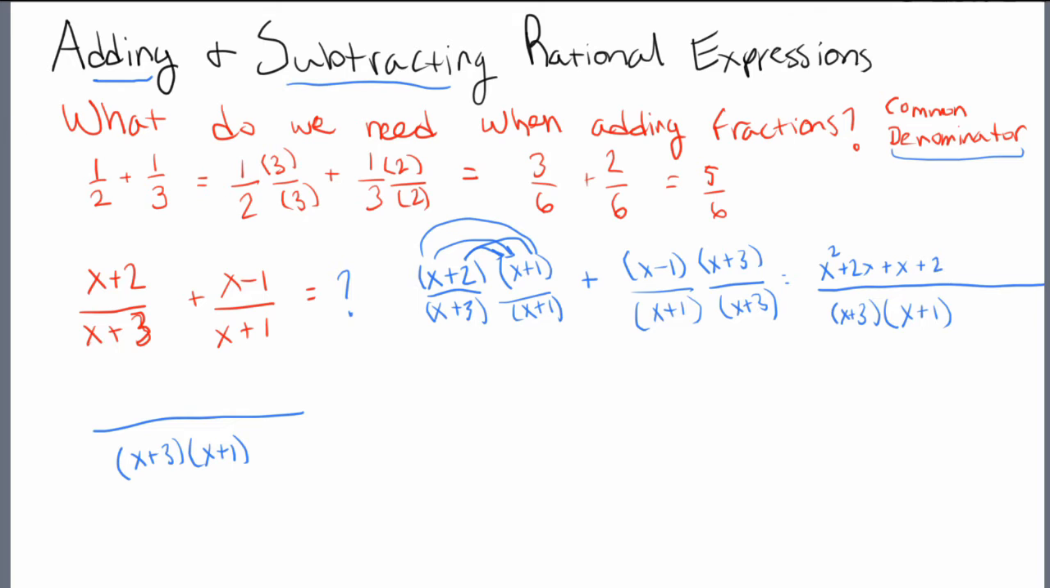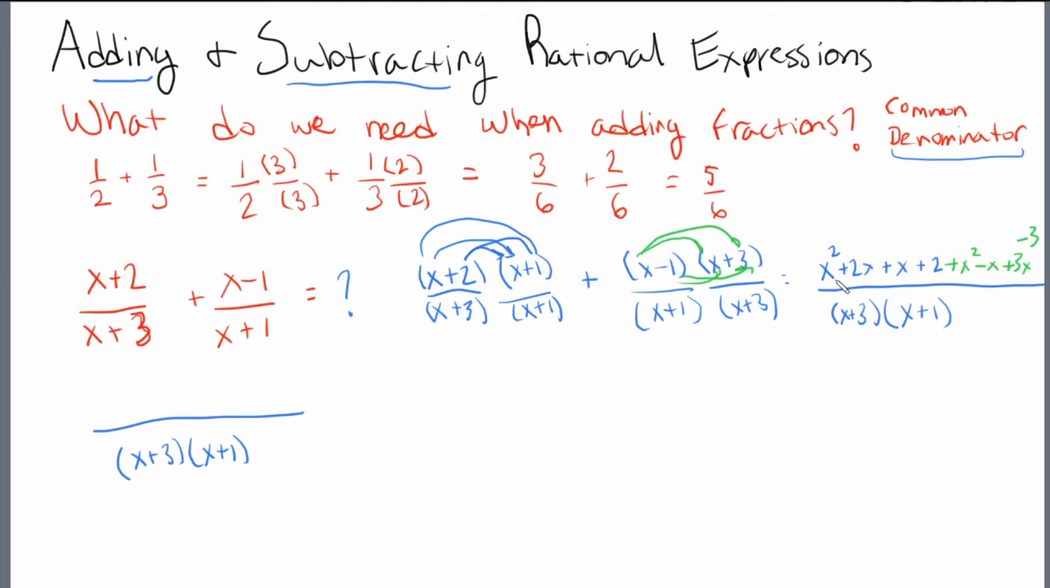For the second one, same thing. So x times x, we have an x squared, minus x, plus 3x. Sorry, I'm running out of room here. And then minus 1 times 3, so minus 3.